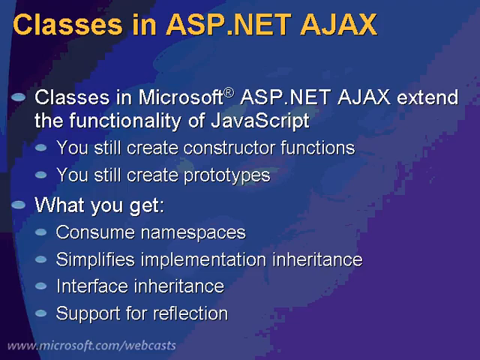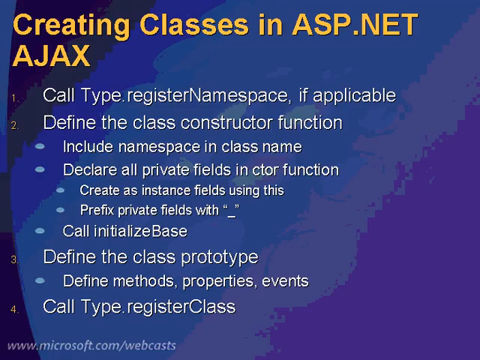And so we get some additional functionality with our implementation of classes, including the ability to consume namespaces. We simplify implementation inheritance, which I'll show you a little bit later, classic inheritance. I'll show you the JavaScript way, which you're not going to have to really worry about too much, but it's very good to know. And then I'll show you how we do it in Ajax and how much simpler it is. We give you interface inheritance, so you can create interfaces and then implement those interfaces. And then we've got support for reflection, which is important so that we can figure out what type of object we are, etc. And then I'll show you a brief use of reflection a little bit later.